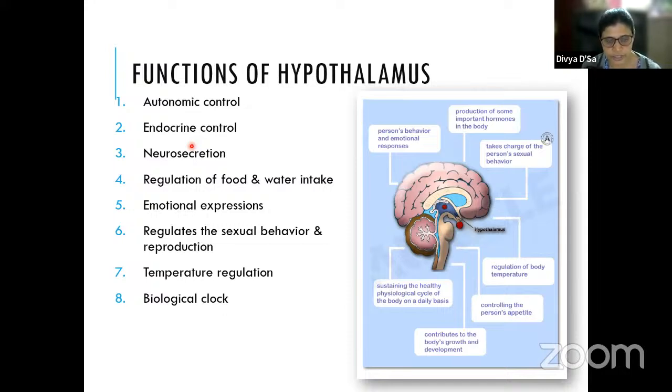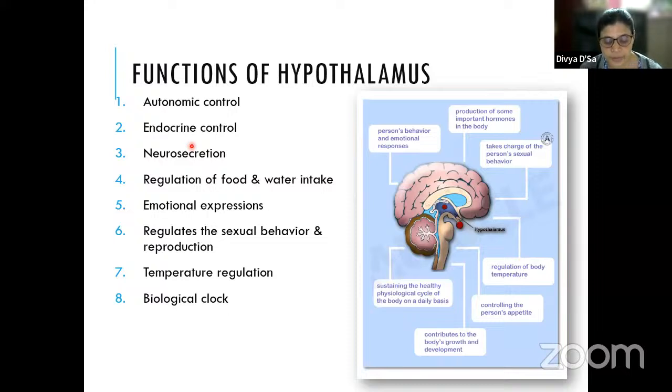Then neurosecretion. Basically, it secretes oxytocin and vasopressin. It also regulates food and water intake, because it has both the hunger center as well as the satiety center. A thirst center is also located there in the lateral nucleus. So basically it regulates the food and water intake.